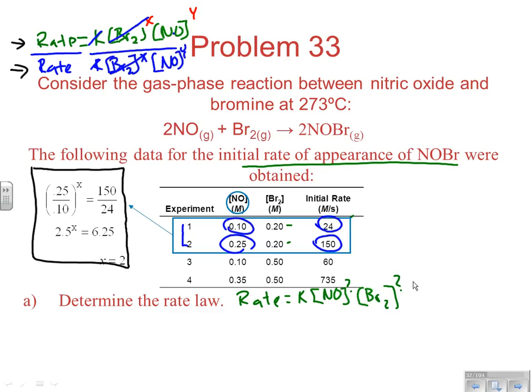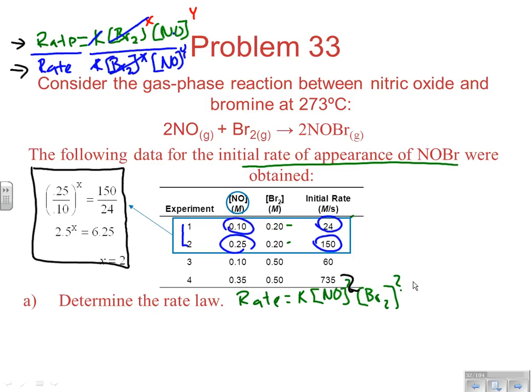So if it's not a nice easy double like it is 90% of the time, you can set it up as a simple algebra expression and get the same thing. So that's what it would be with respect to NO. So our unknown here, NO, that's got to be a 2, second order with respect to NO. Now let's do the same thing with Br2.